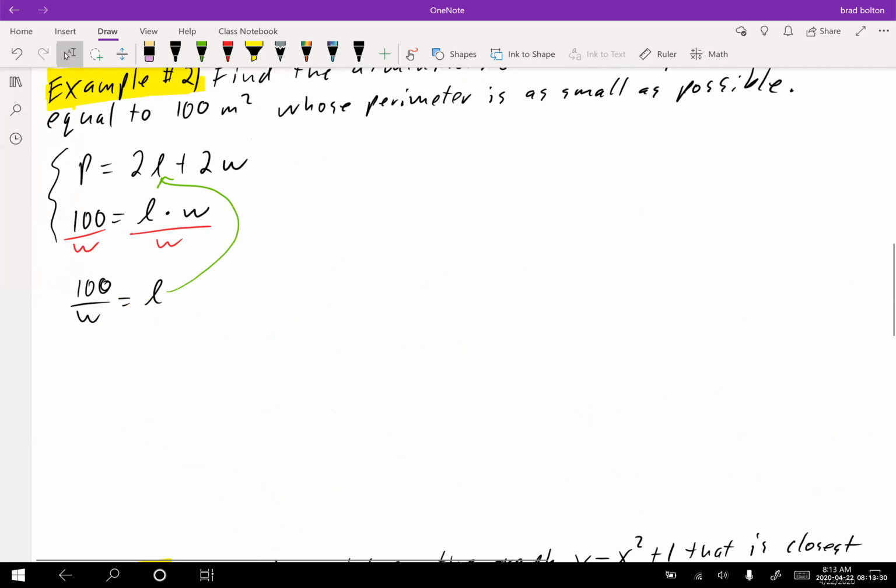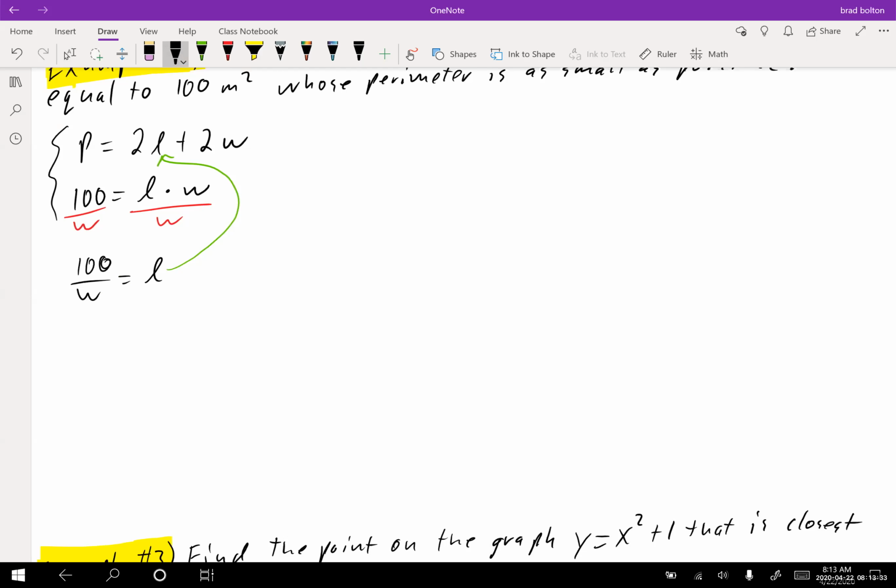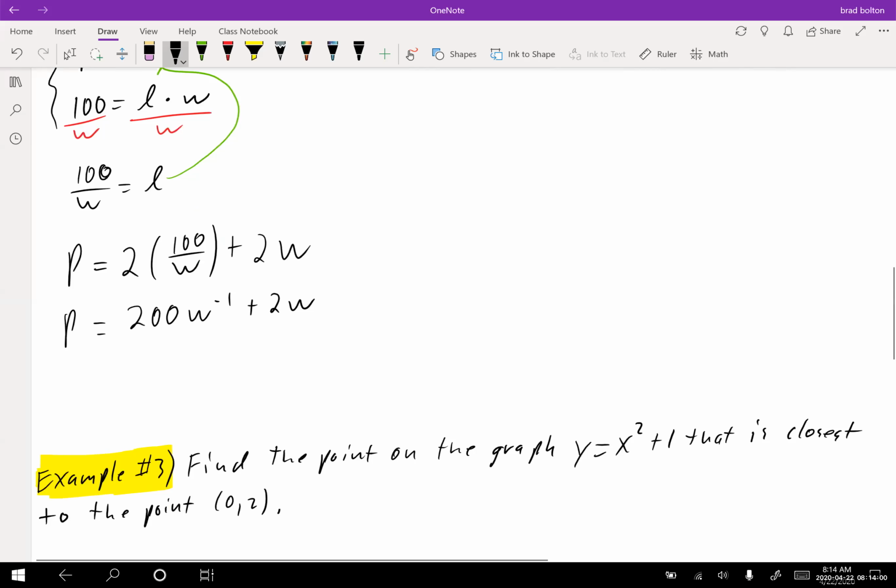So I'm doing step 4, or guideline number 4. I'm trying to write this in terms of one variable. So this is going to become perimeter is equal to 2 times L, but L is 100 over W plus 2W. So let me just clean this up a little bit. So this will be 200 over W. You know what? I'm going to write this as 200 W to the negative 1 plus 2W, because I know I'm going to have to differentiate this problem, so I'd rather have it as a negative exponent. Okay, so now we're going to find P prime is equal to negative 200 W to the negative 2 plus 2. So we have now found our derivative.